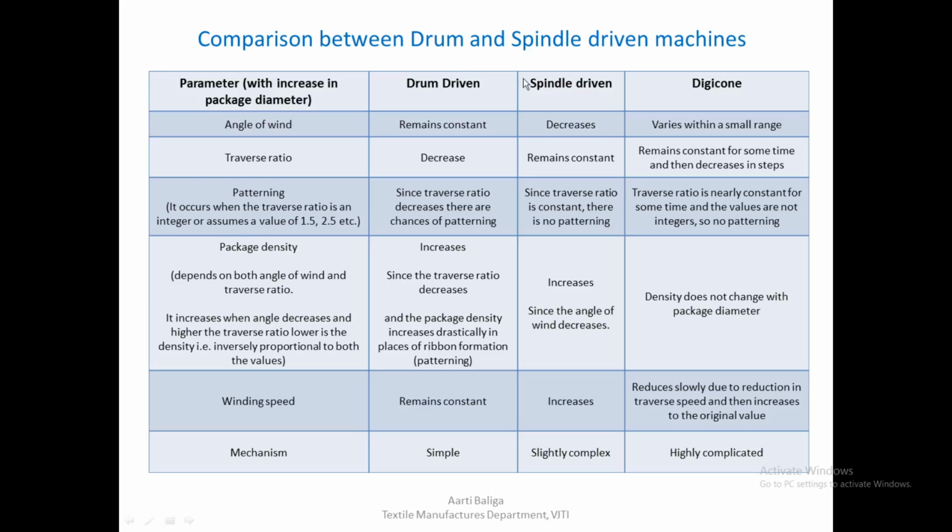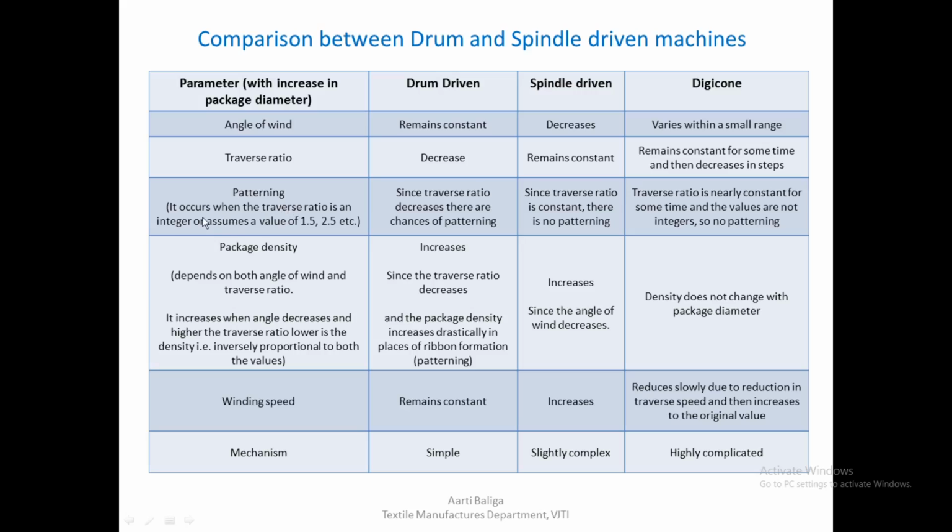So, comparison between drum and spindle driven machines. We have these parameters here in drum driven, spindle driven and digicone. Angle of wind remains constant in drum driven. In spindle driven, it decreases, but in digicone it varies. Of course, it will vary, but within a small range. What about traverse ratio? Traverse ratio will decrease in case of drum driven. In case of spindle driven, we saw that it remains constant. But in case of digicone, it remains constant for some time and then decreases in steps, within a small range.